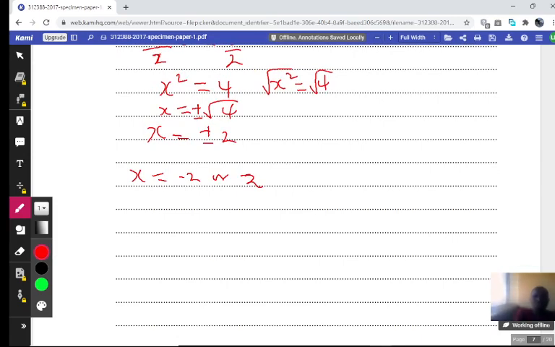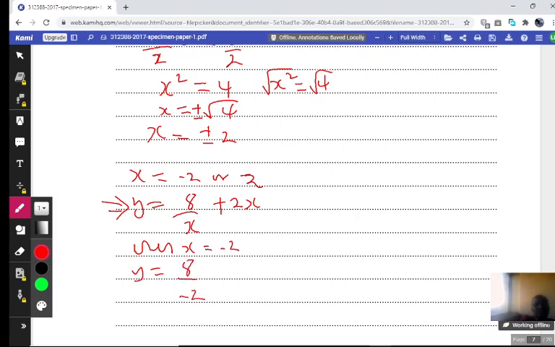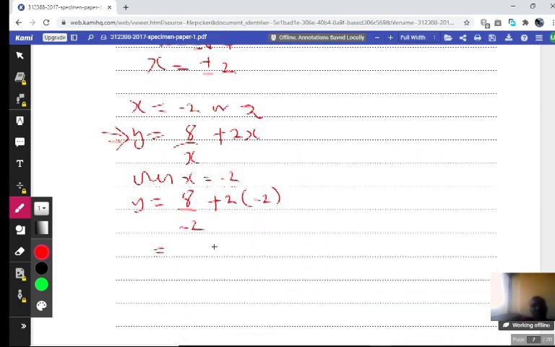y is equals to 8 over x plus 2x. So this one is our equation, right? So the corresponding y values, first part, when x is equals to minus 2, what will be y? y is equals to 8 over minus 2 plus 2 times minus 2. If you can simplify this one, what do we get?